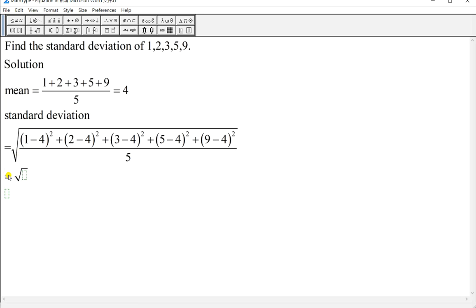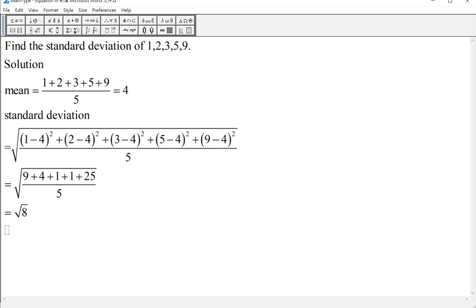Then how do we calculate this? 1 minus 4, bracket squared, is 9. 2 minus 4, bracket squared, would be 4, and then 1, and then 1, and then 25, divided by 5. Then you will get the final answer, the square root of 8. That is the standard deviation of these five numbers.